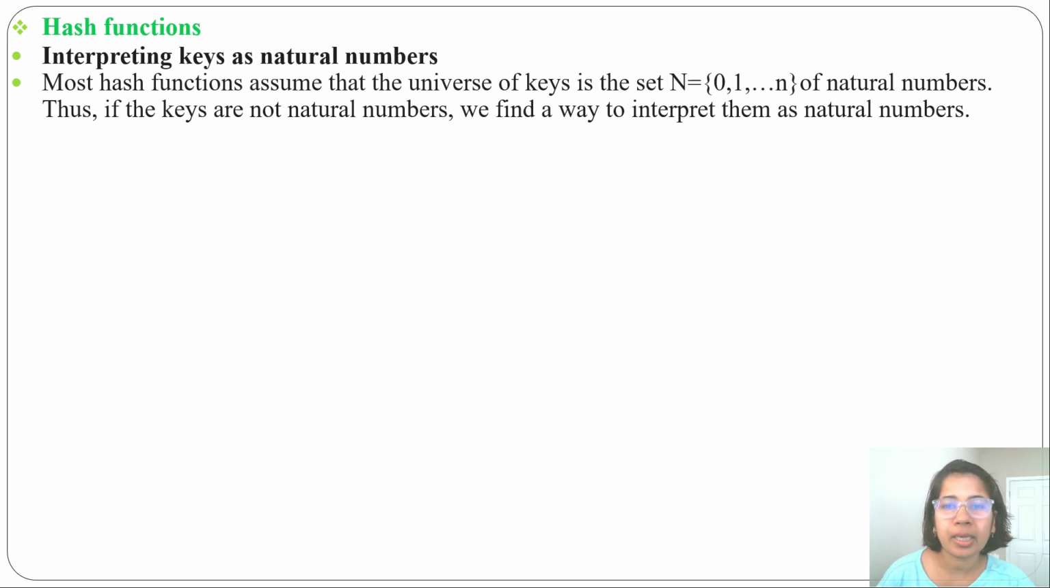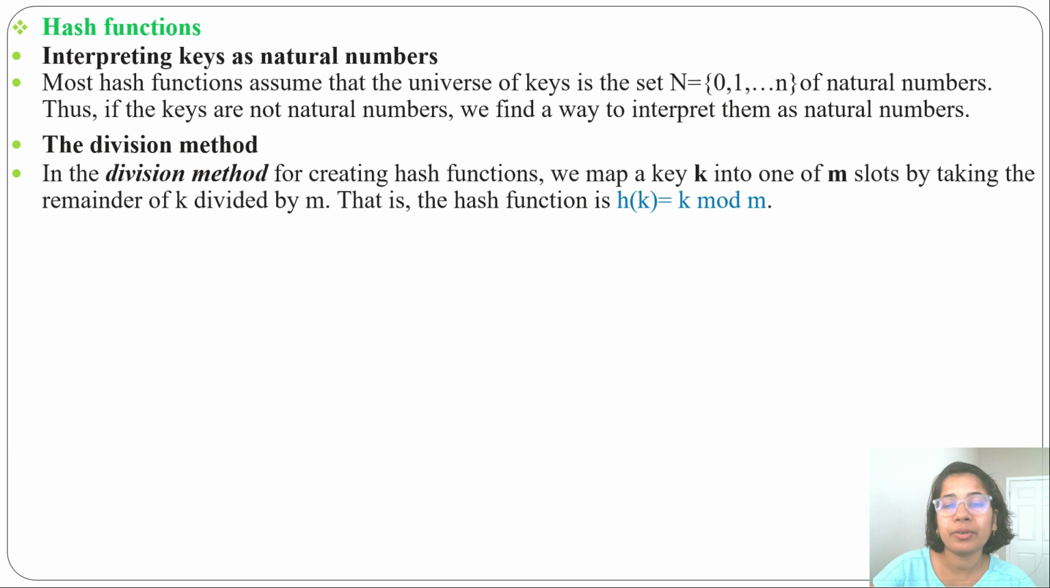In the Cormen book, there are two methods of finding hash value. First is the division method. In the division method, for creating a hash function, we map a key k into one of the m slots by taking the remainder of k divided by m. So h(k) = k mod m. k is the key, m is the table size and h(k) is our hash value.